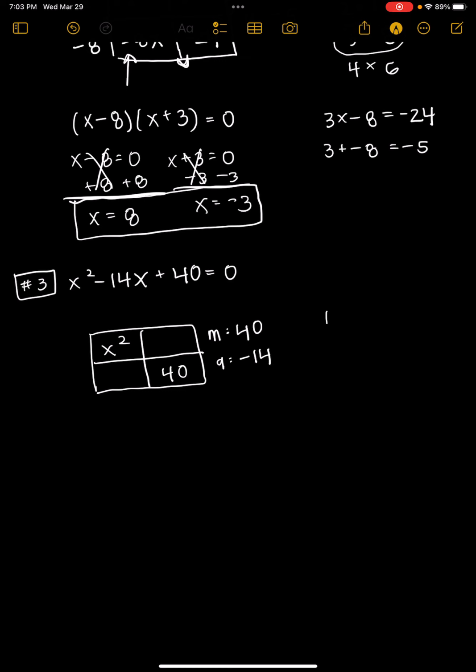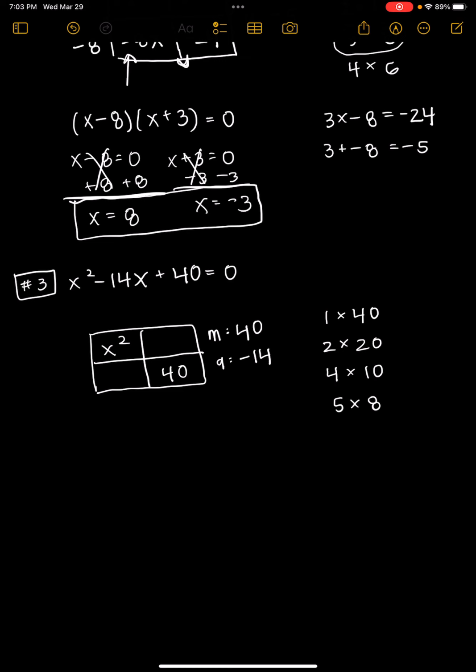So I can say that's 1 times 40, 2 times 20, 4 times 10, or 5 times 8. Those are my factors of 40. So now I've got to figure out which one of those is going to give me something that adds to be negative 14. So in this case, it's again a little bit different than the last example. We want to multiply to be a positive number, but add to be a negative number.